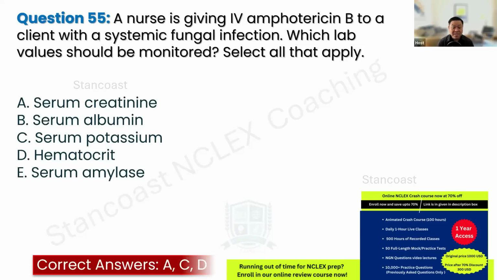Letter D, hematocrit. We know that amphotericin B may suppress the bone marrow, and this will necessitate monitoring of the hematocrit. Now, if you selected letter B, serum albumin is not affected by amphotericin B, and letter E, serum amylase levels are not related to amphotericin B's adverse effects. So, I want you to link the adverse effects of this medication: nephrotoxicity, hypokalemia, and bone marrow suppression.